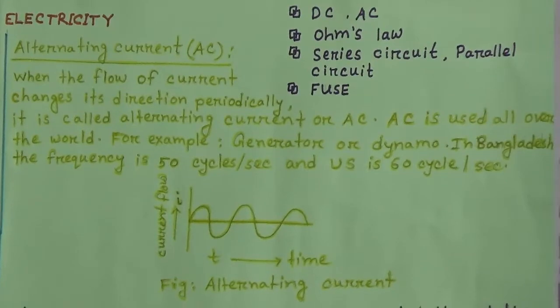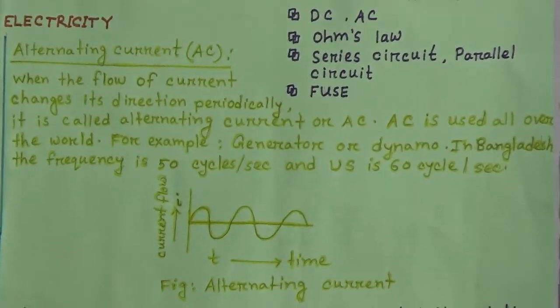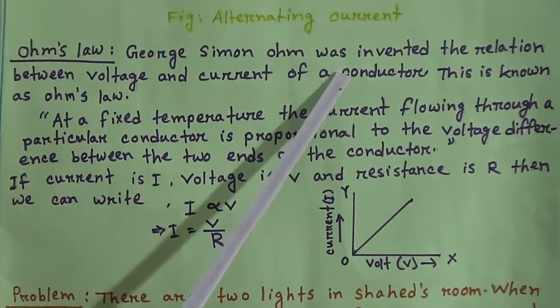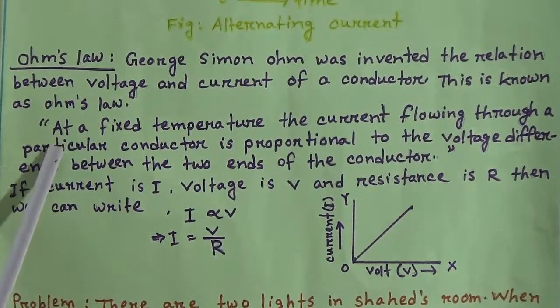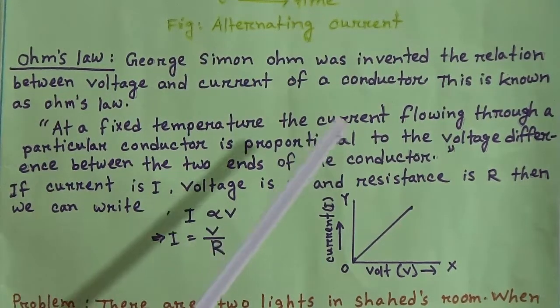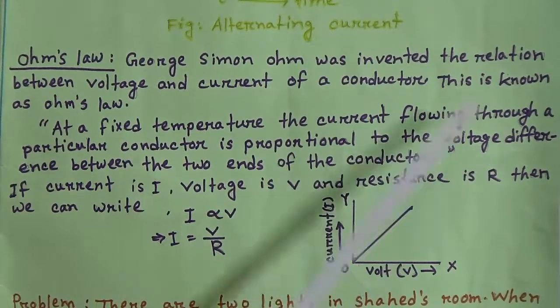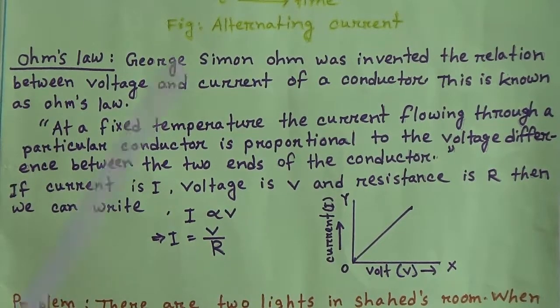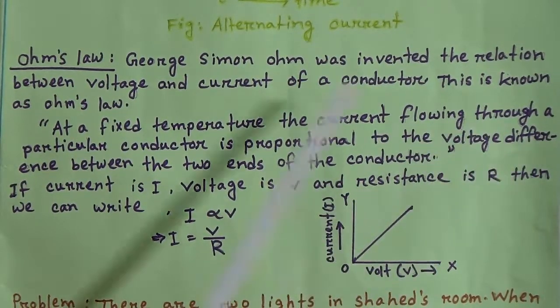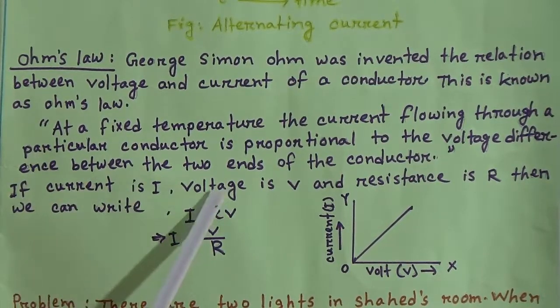Now, Ohm's law. This is a very important topic. George Simon Ohm invented the relation between voltage and current for a conductor. This is known as Ohm's law. What is the law? At a fixed temperature, the current flowing through a particular conductor is proportional to the voltage difference between the two ends of the conductor.